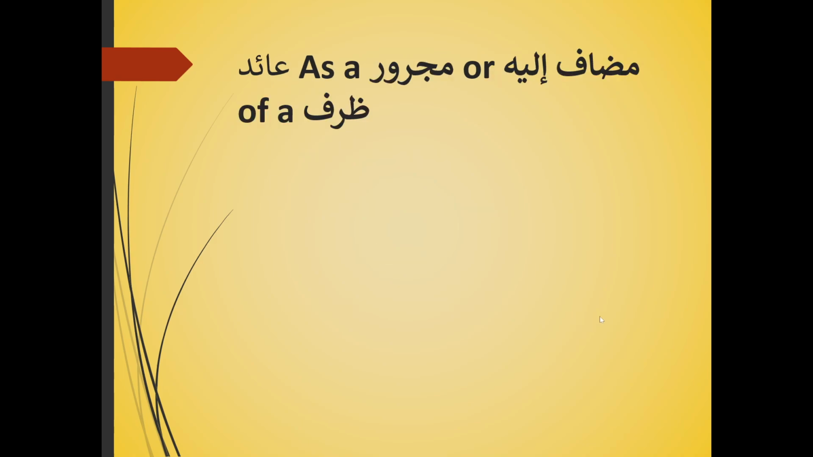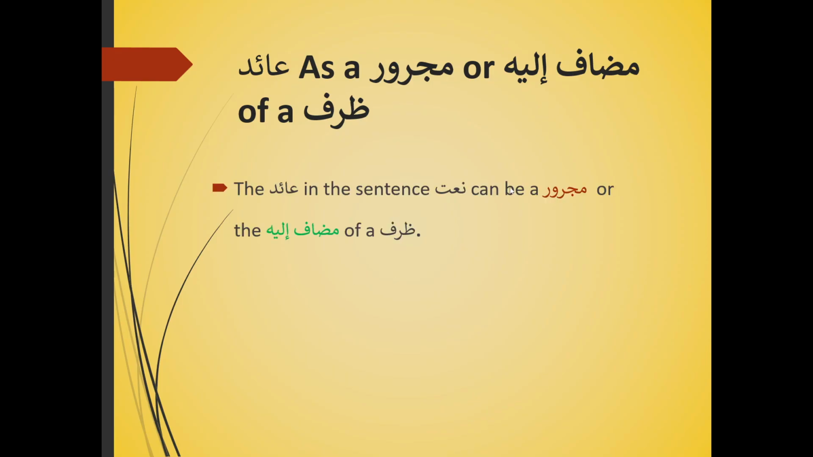Okay. Now we move to the final form for tonight, which is the a'id as a majroor or mudaf ilayhi of a zaf. Yes, when it is this one. Now here, the na'tun can be a majroor, an isim majroor. This is what basically I mean. The na'tun can be an isim majroor or a mudaf ilayhi of a zaf. So actually it's jar wa majroor. Yeah, this is actually jar wa majroor. So your na'tun can be jar wa majroor.